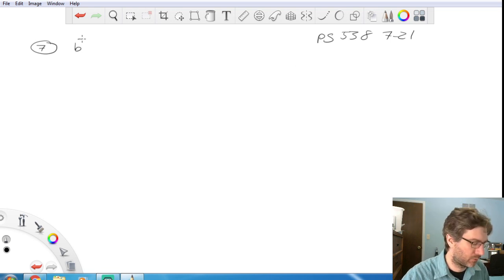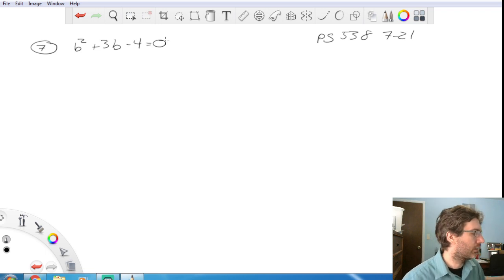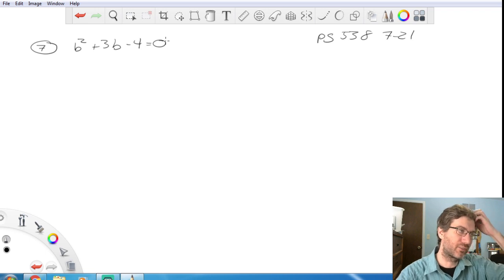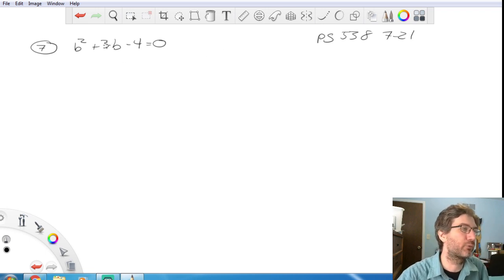7 says b squared plus 3b minus 4 equals 0. And again, this isn't anything new. Hey, just factor it and solve for x. Or, well, solve for b in this case. Here, we already have it equal to 0, so you're just going to factor. And this shouldn't be too hard to factor compared to the other ones. These numbers are smaller. So you got a negative 4. You want a positive 3. So these have to be different. So it has to be 4 and negative 1.